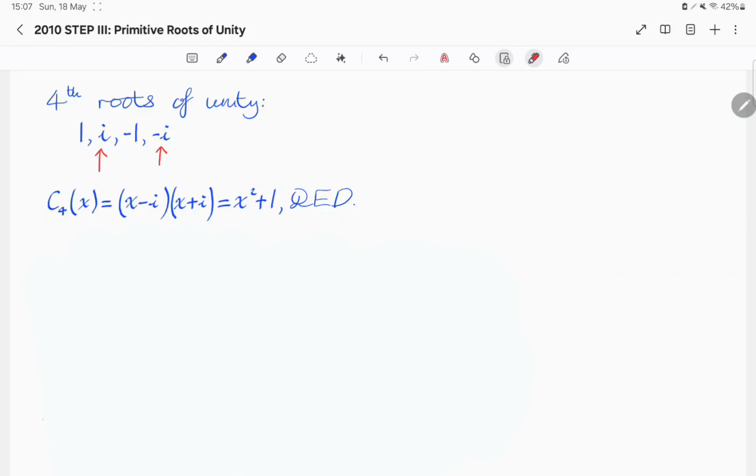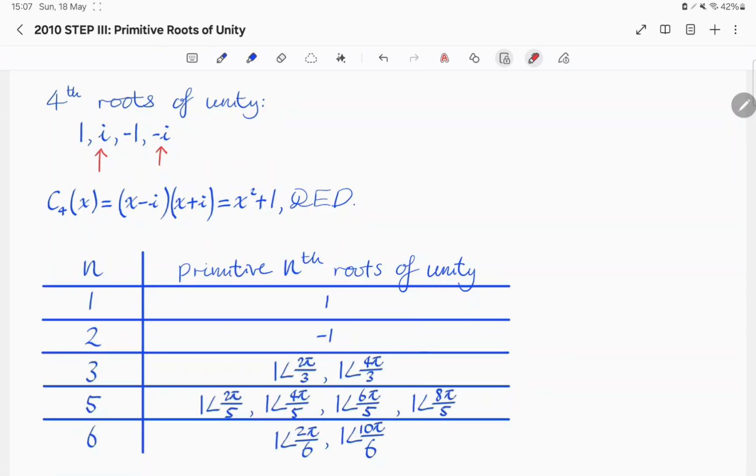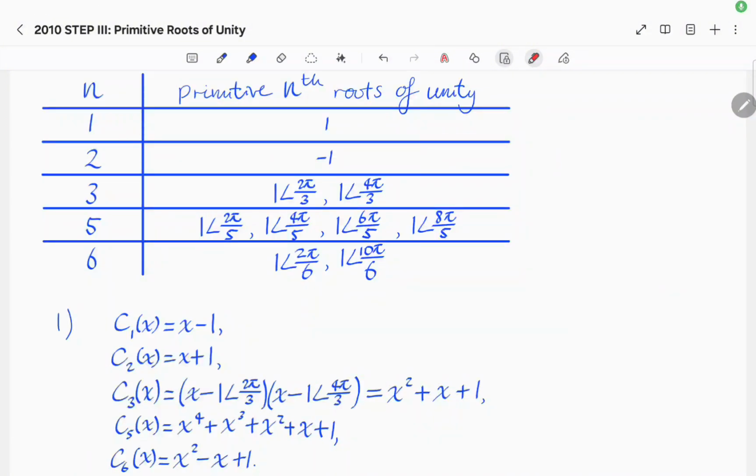Therefore, we can write C4 of x as x minus i multiplied by x plus i, and this expands and simplifies to give x squared plus 1, as required. Now, before we move on to the numbered parts, I will quickly write down all the primitive nth roots of unity for n equals 1, 2, 3, 5, and 6 here in this table. We can now move on to part 1.